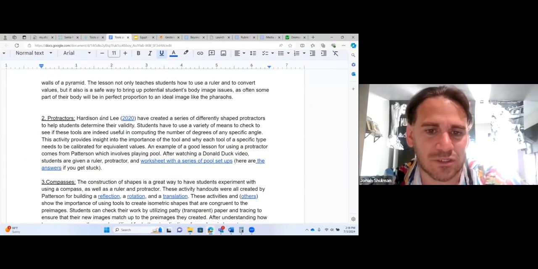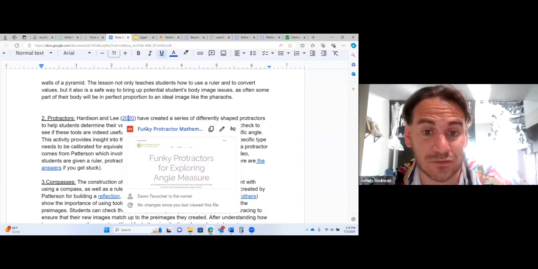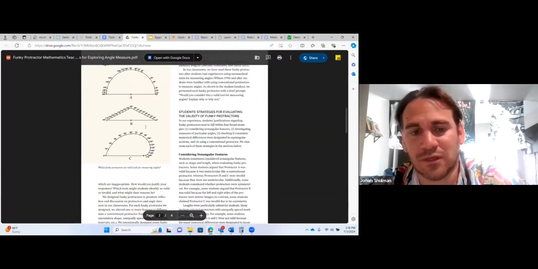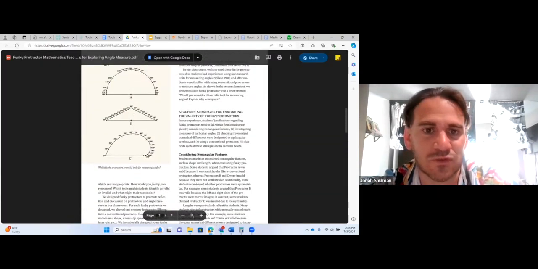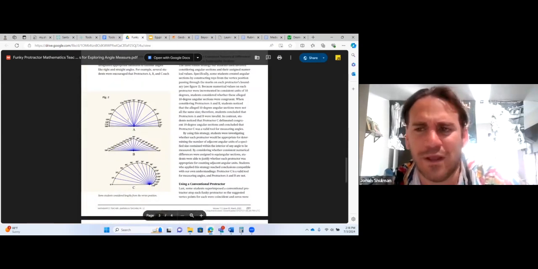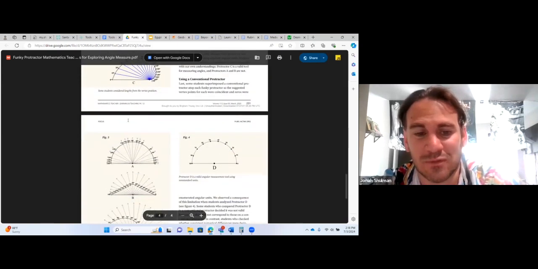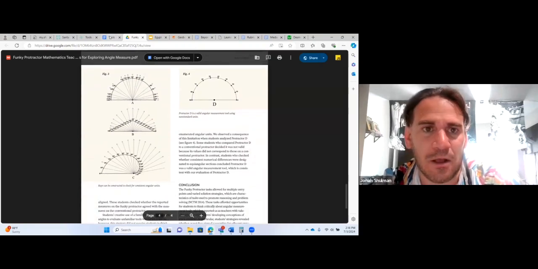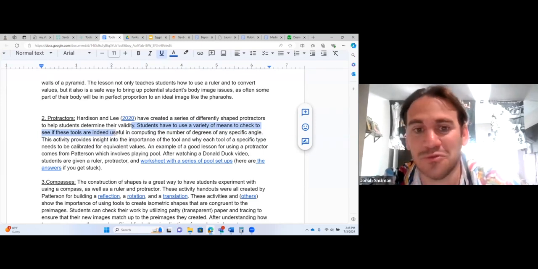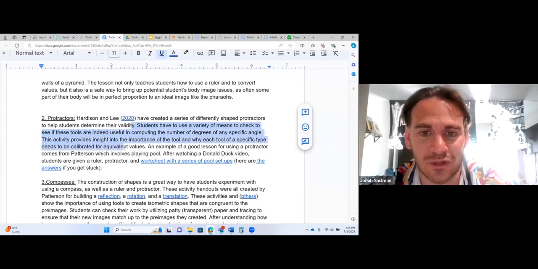Now for protractors. Hardison and Lee have created a series of differently shaped protractors. This one is fun to just teach students how would these work, which ones are useful or more useful. It's a great way to have students see different types of protractors. So students have used a variety of means to check to see if these tools are useful, right? They have to use the crazy ones and see if they're actually useful.